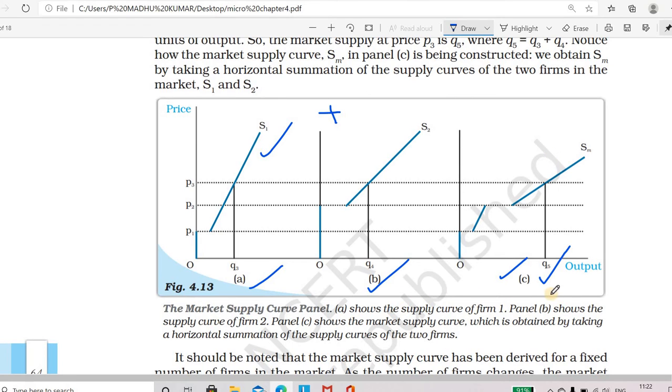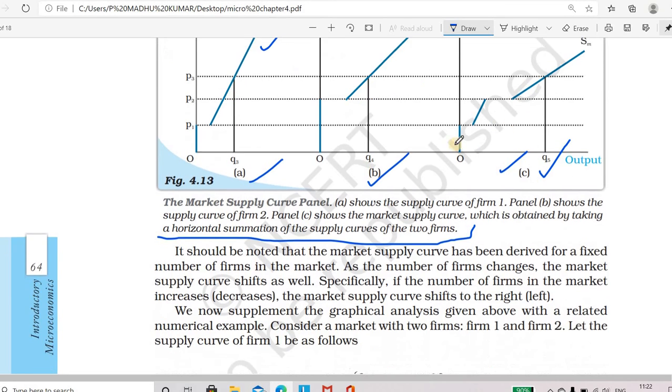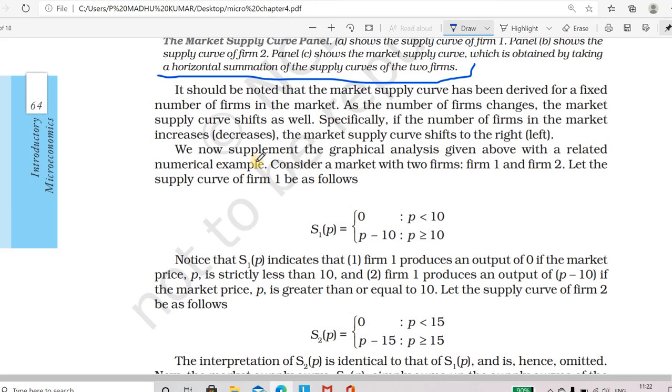Okay, here it shows the market supply curve, which is obtained by taking a horizontal summation of the supply curves of the two firms, firm A and firm B. In total, we will get the quantity as Q5 and the supply curve as SM. Okay, here we can see the numerical example.